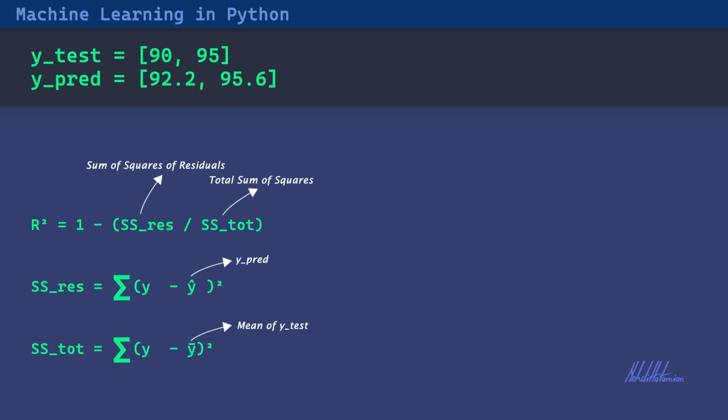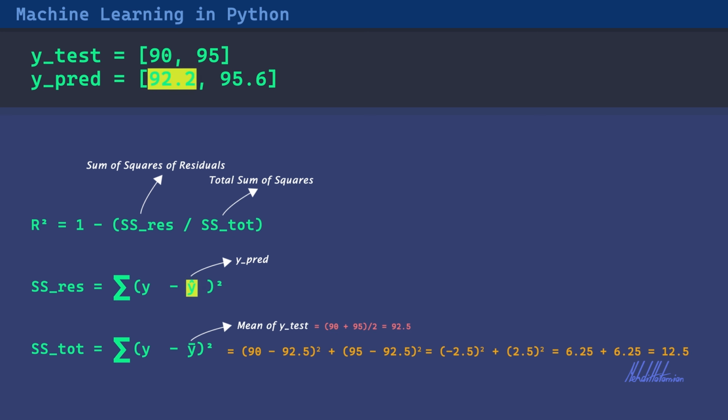I would like to first calculate the mean of y-test. Next, we calculate the total sum of squares, which measures how far the actual values deviate from the mean. It represents the total variation in the dataset before any modeling. And then we should calculate the sum of the squares of residuals. This is the difference between the actual values and the predicted values, and this shows how much error our model is making.